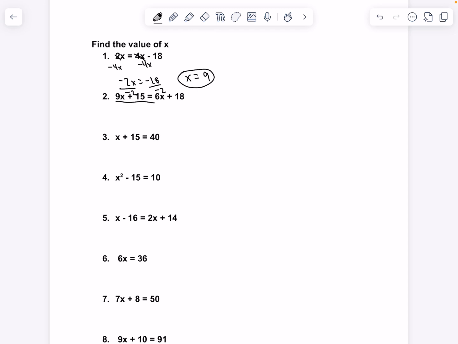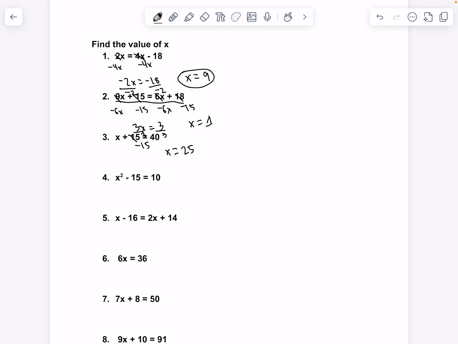For this problem, where there are 2 of each term, we subtract 6x and 15, and then that will give us 3x is equal to 3, and we divide by 3 to get x by itself, and x will be equal to 1. For x plus 15 is equal to 40, all we have to do is just subtract 15, and then we'll get x is equal to 25.